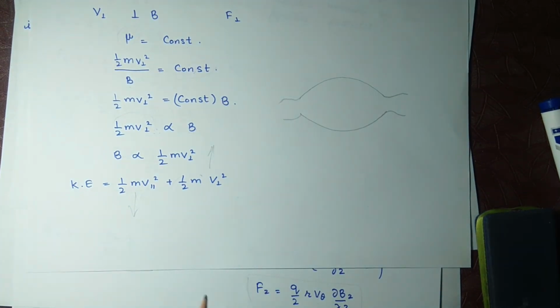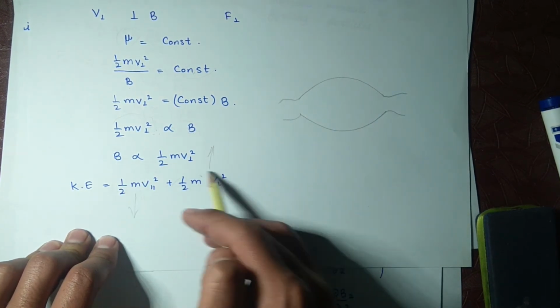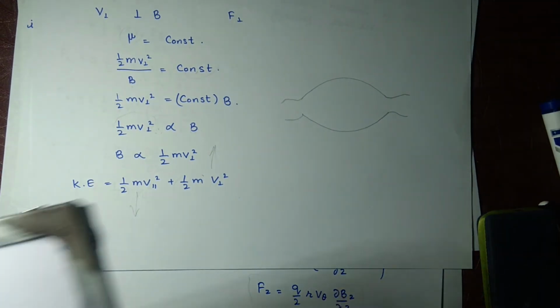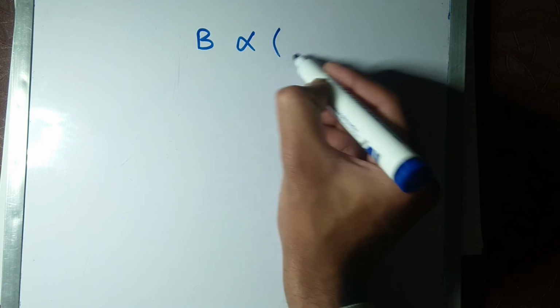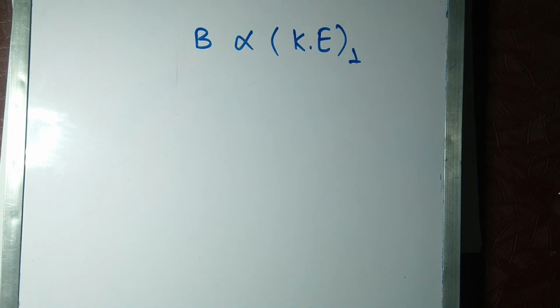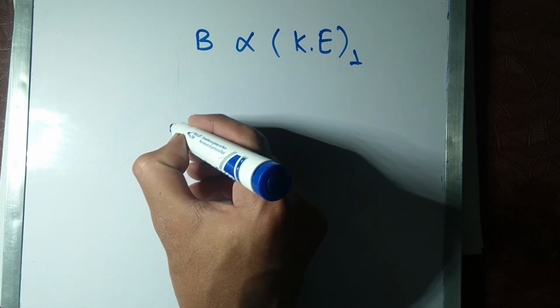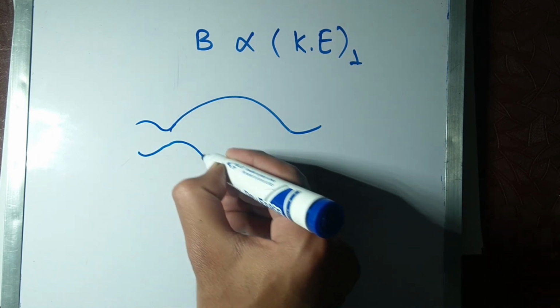Now what happens? We have a direct relation of the magnetic field B with this kinetic component. Let's have a look at what I'm trying to say. I'm trying to say that B is directly proportional to the perpendicular kinetic energy. And let's see in the magnetic mirror, or the magnetic bottle, what the variation in B is.